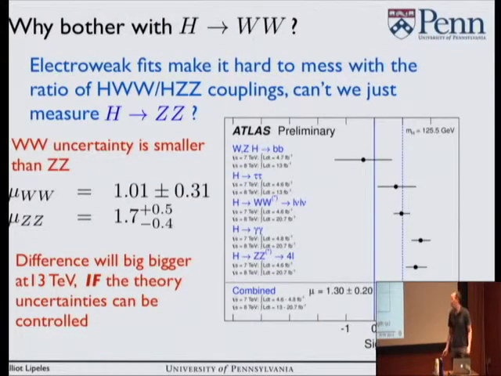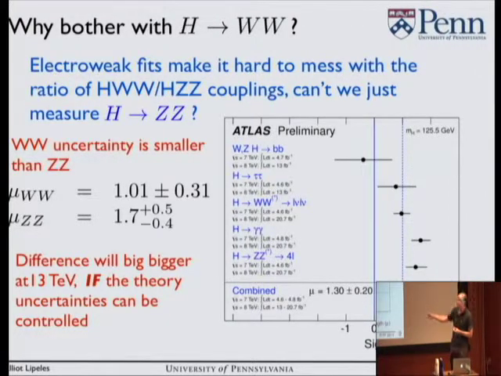Okay, so why even bother with H to WW if we have ZZ and gamma gamma? As many of you probably know, it's not very easy within the range of reasonable theory to change the ratio of the H to WW to H to ZZ couplings. So we could just measure H to ZZ and assume H to WW is the same, and forget about WW. It's just too much of a mess. So that's one possible answer.